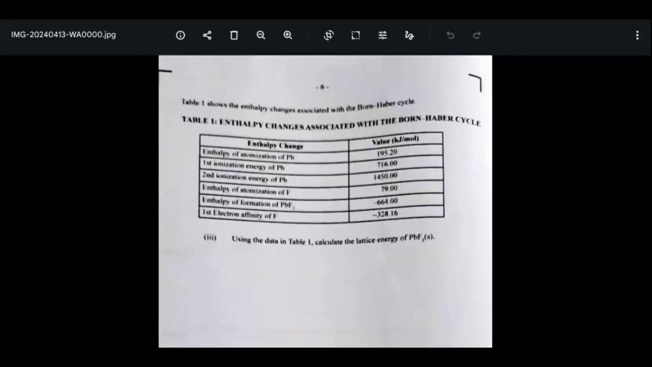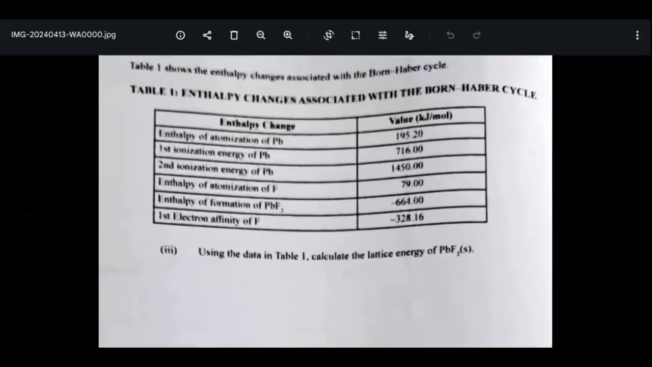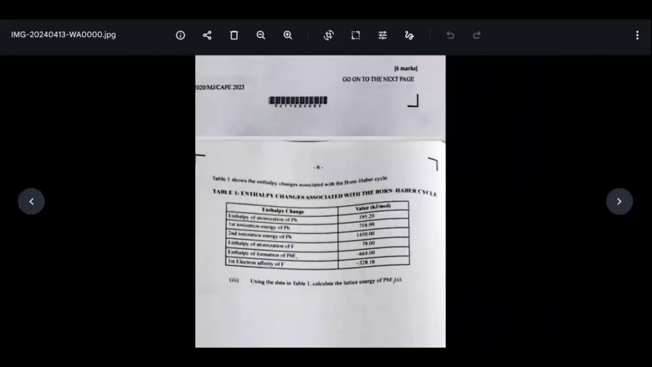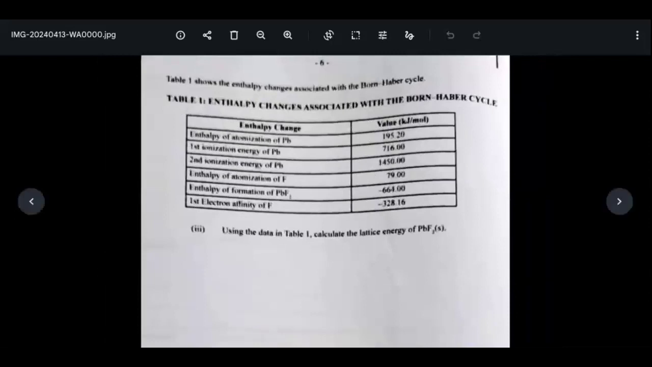Can you see the data in the table clearly? Are you able to see it? All right. So after you do that, it says use the data in table 1 to calculate the lattice energy for lead fluoride. So again, no assistance, just go ahead. So 5 minutes to construct a cycle, and I will give you a next 2 minutes to do your calculations. So that's 7 minutes.